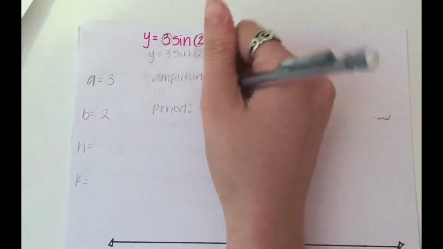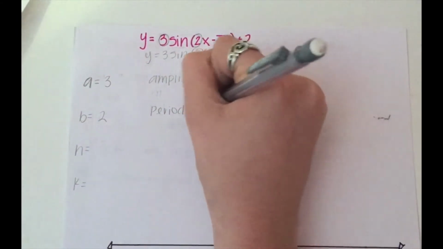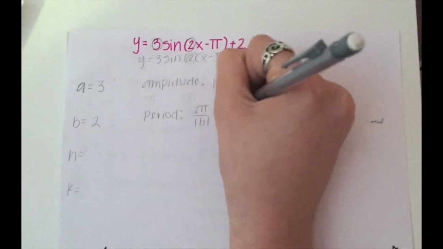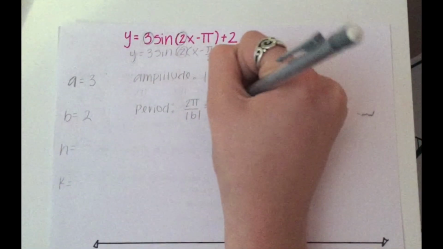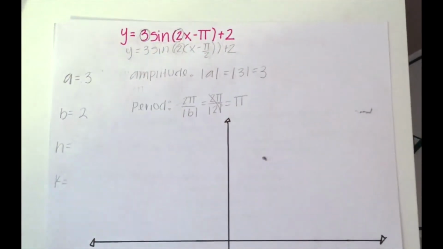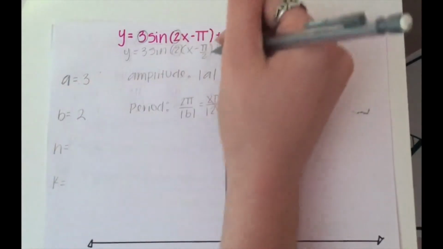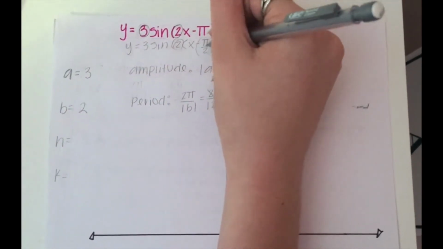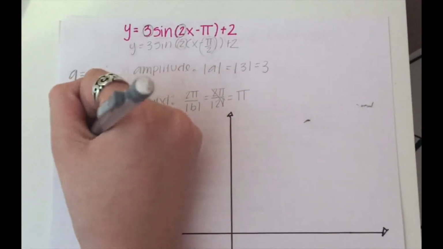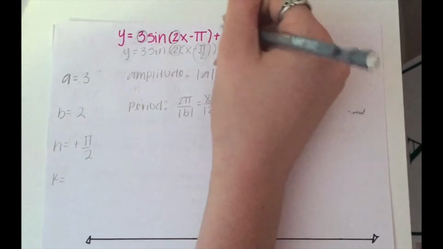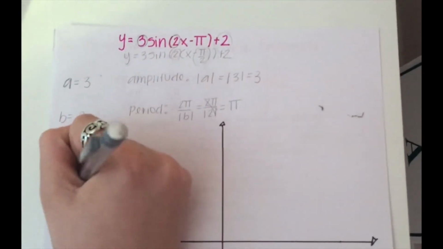And to find our period, you're going to do 2 pi over the absolute value of b, and we see that our b was 2, so it's the absolute value of 2. And these 2's are going to cancel, leaving us with a period of pi. Our h is what is shifted, and we see it's minus pi over 2, so our h is going to be plus pi over 2. You flip your sign. And your k is going to be what's added at the end, which is a positive 2.